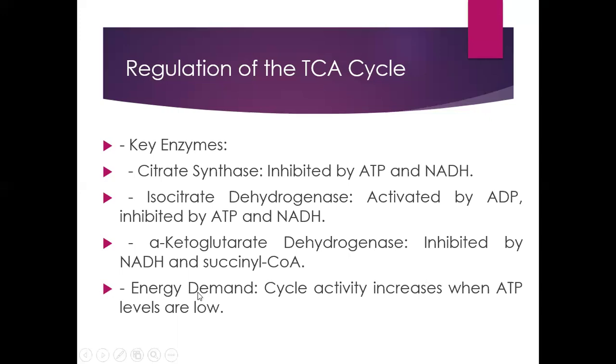There are key enzymes that help in the regulation of the TCA cycle. The first is citrate synthase, which is inhibited by high levels of ATP and NADH. Isocitrate dehydrogenase is activated by high levels of adenosine diphosphate and is inhibited by high levels of adenosine triphosphate and NADH. Alpha ketoglutarate dehydrogenase is inhibited by NADH and succinyl-CoA.